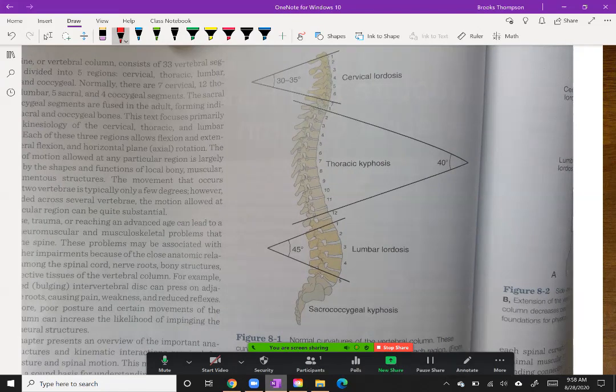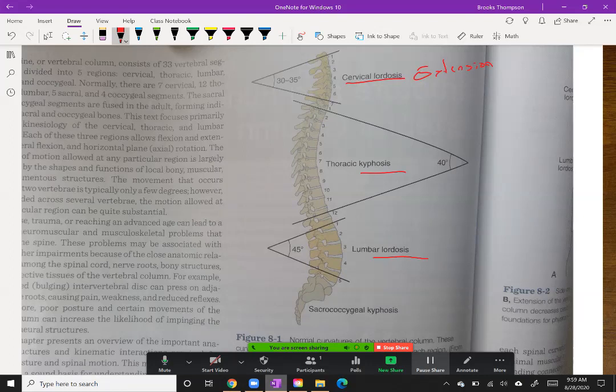So ideally, we'd like to have that cervical lordosis, which also is called extension. So we can substitute those words. And then in the thoracic spine, we call that curve kyphosis. You could also say flexion if you want, but people generally are going to say kyphosis. Lumbar lordosis or extension, and then flexion when we lose that lordosis. And then sacrococcygeal kyphosis.